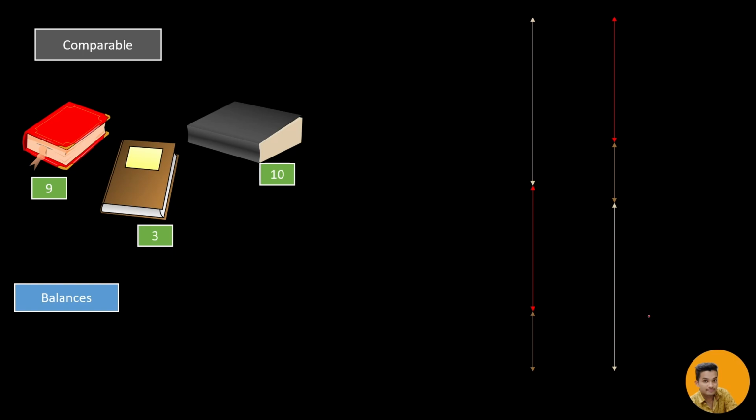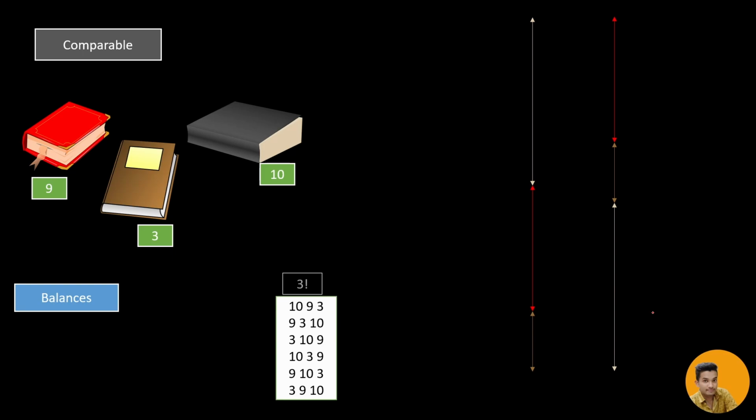And you may be thinking this is because of the example I took, but that's not the case. Let's see how we can arrange these books. We have three books, so in total we can arrange them in 3 factorial ways, which is 6. So we have 6 different options of books: 10, 9, 3, 9, 3, 10, and so on.